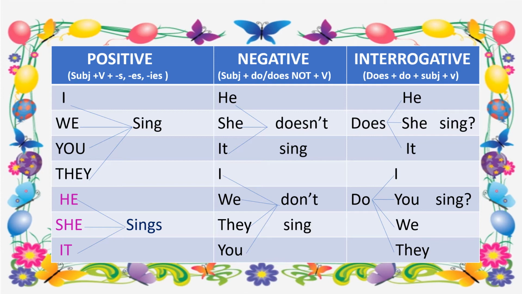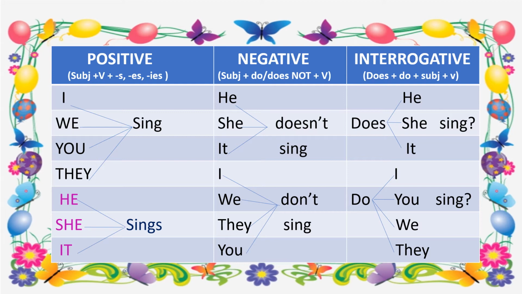So he doesn't sing, she doesn't sing, it doesn't sing. Whereas in the pronouns like I, we, they and you, we use the word do plus not and the verb. So the sentence would be I don't sing, we don't sing, they don't sing and you don't sing.